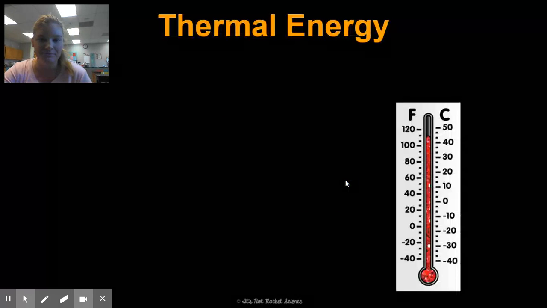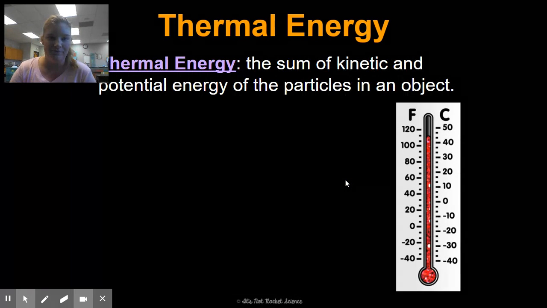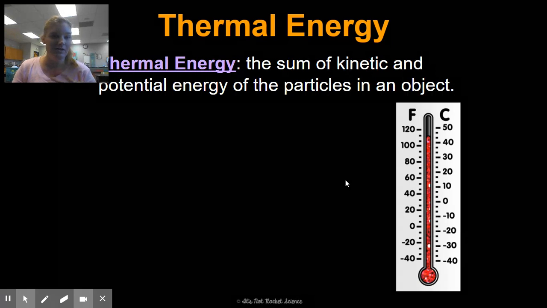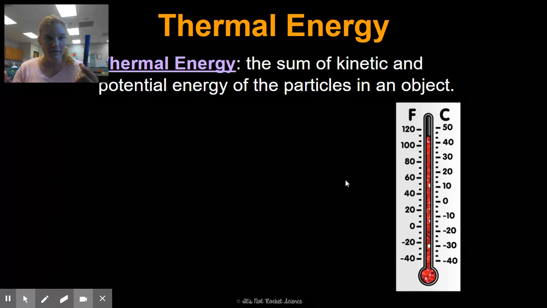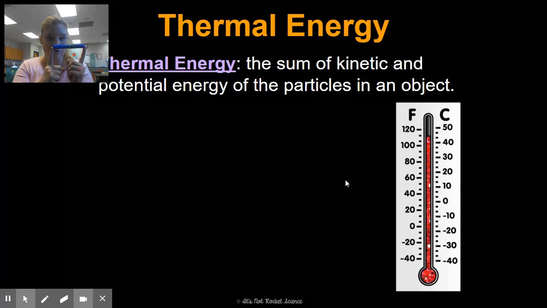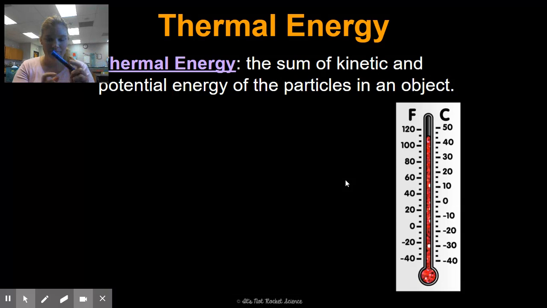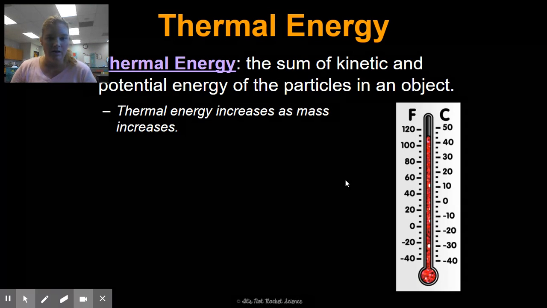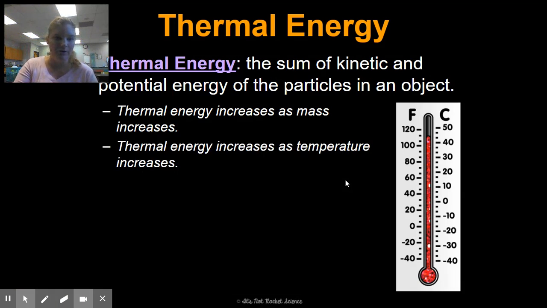All right, so what is thermal energy? It's basically the sum, so adding together the kinetic and potential energy of particles in an object. So every single thing that's around us has particles in it. And the amount of thermal energy it has is however much potential and kinetic everything in an object has. So the bigger object, the more thermal energy. So my cup is going to have more thermal energy than the marker.